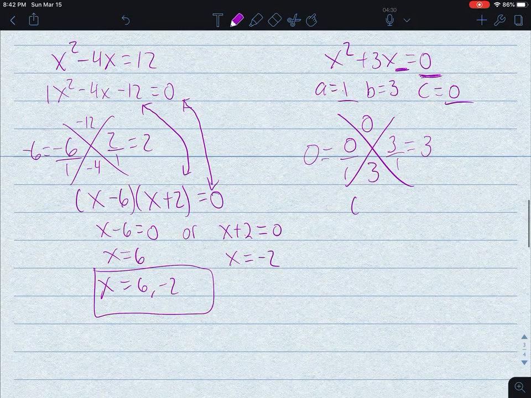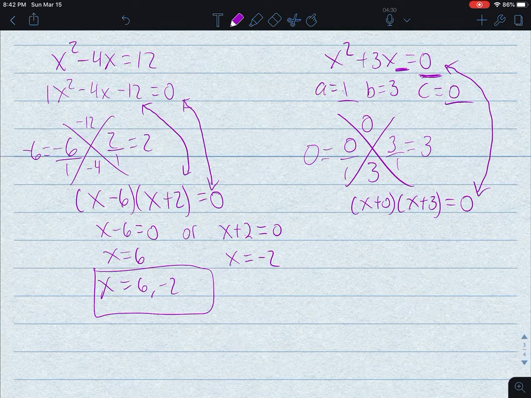And then my factors are x plus 0, x plus 3, and these together multiply to be 0, because that's what we had at the start. The equation was equal to 0 at the start, so it's still equal to 0. X plus 0 is just x, and x plus 3 is a good factor. So I'm going to take these two things and individually set them equal to 0.